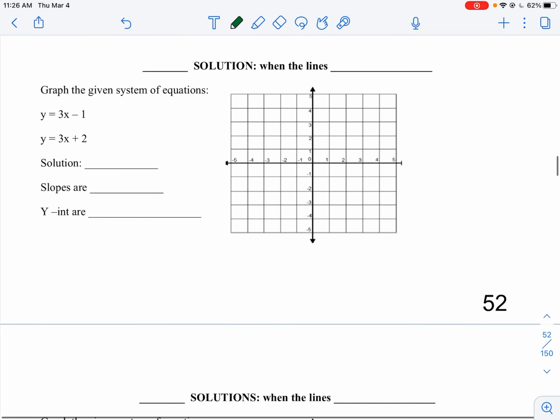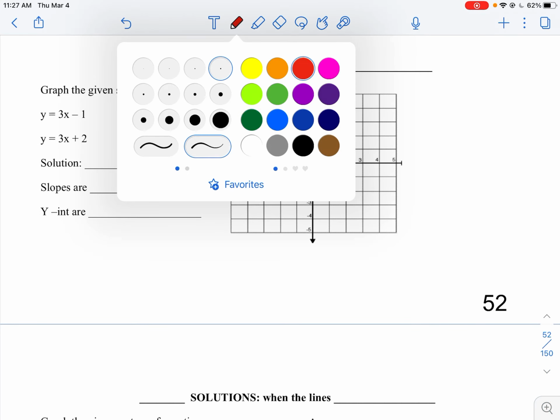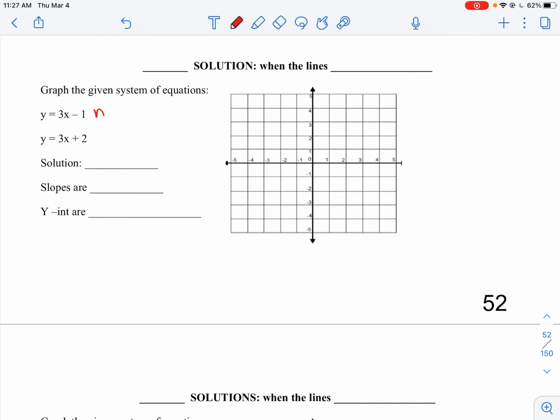Okay, let's go to the next one. Let's look at this. I'm going to use red. So my slope here is 3. My y-intercept is 0, -1. So up 3, 1, 2, 3 to the right 1. Up 3 to the right 1. Or I could have gone down 3 to the left 1. Doesn't matter either way. And that's pretty good.